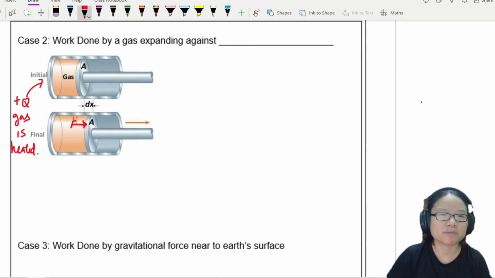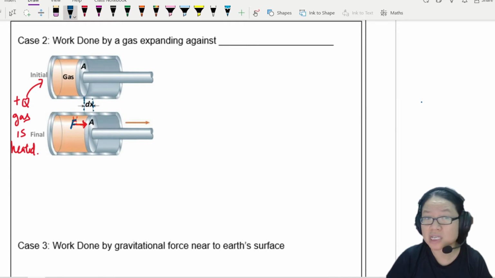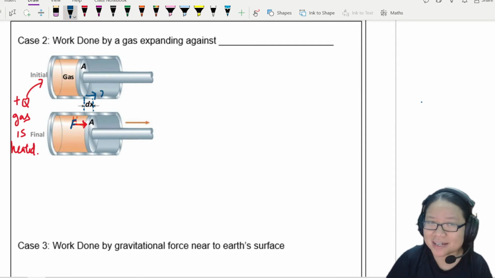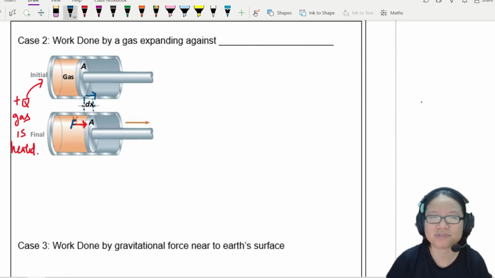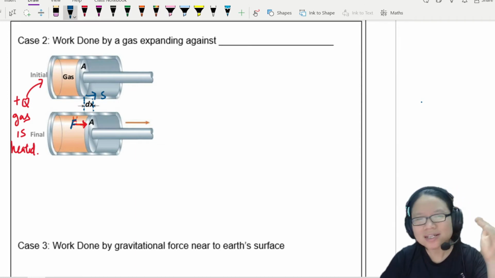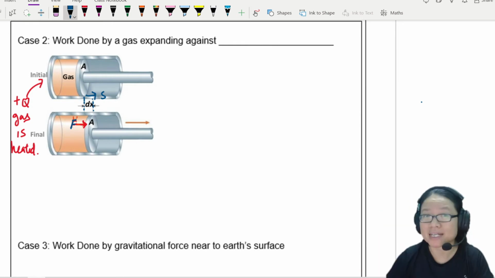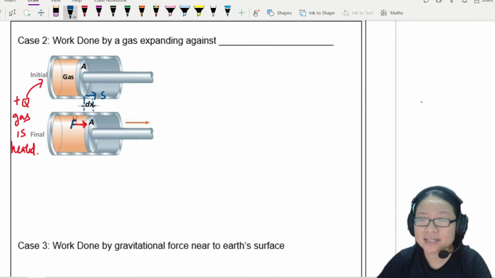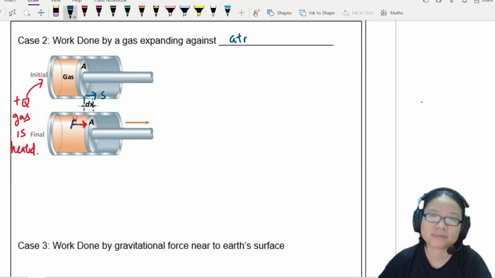The piston will travel a distance. So this is force F pushing out, and the distance that the piston travels is in this direction. Let's say I call this X or S, the distance traveled by the piston. Wait a second, miss, this one is work done? Yes, work done by gas particles expanding against the atmosphere.